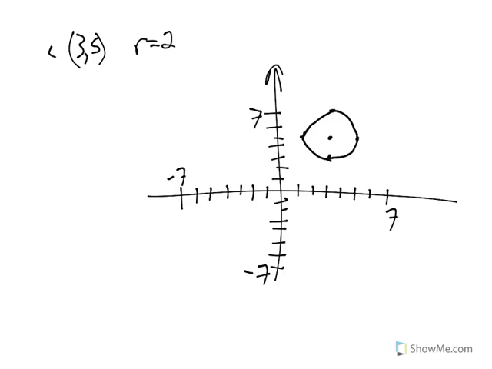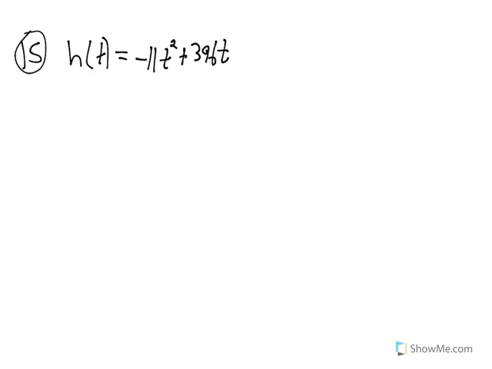Okay, number 15 says, the projectile was thrown upward so that its distance above the ground after t seconds is given by h of t equals negative 11 t squared plus 396t. After how many seconds does it reach its maximum height? Well, let's think about this.